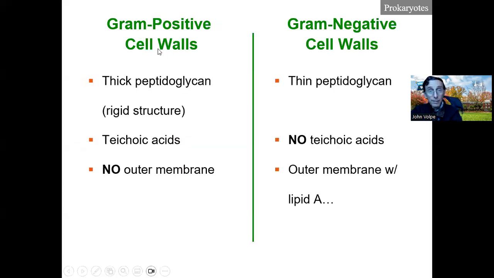All right, comparing the gram-positive cell wall to the gram-negative cell wall. The gram-positive cell wall has a thick peptidoglycan layer, so it's more rigid in its structure. The gram-negative cell wall has a thinner peptidoglycan layer, so it's not as rigid. The gram-positive cell wall has teichoic acid in it. You'll note there is no teichoic acid in the gram-negative cell wall. And then the gram-positive cell wall has no outer membrane of the cell wall. And the gram-negative cell wall has an outer membrane with lipid A, which is an endotoxin. Any question about any of that?